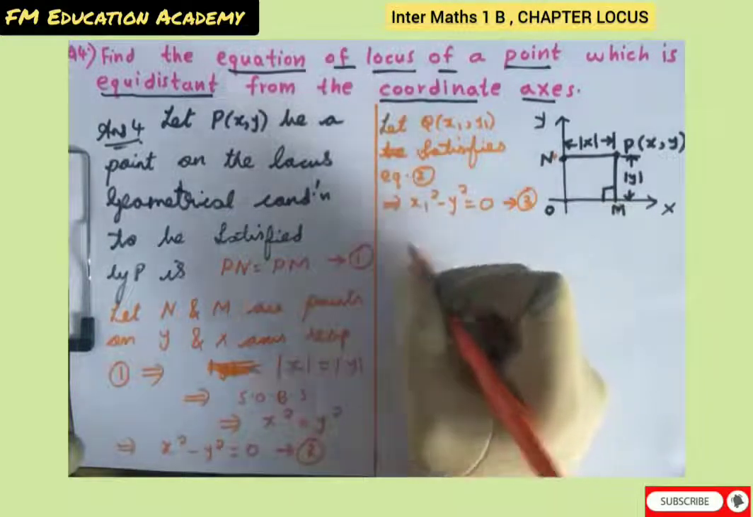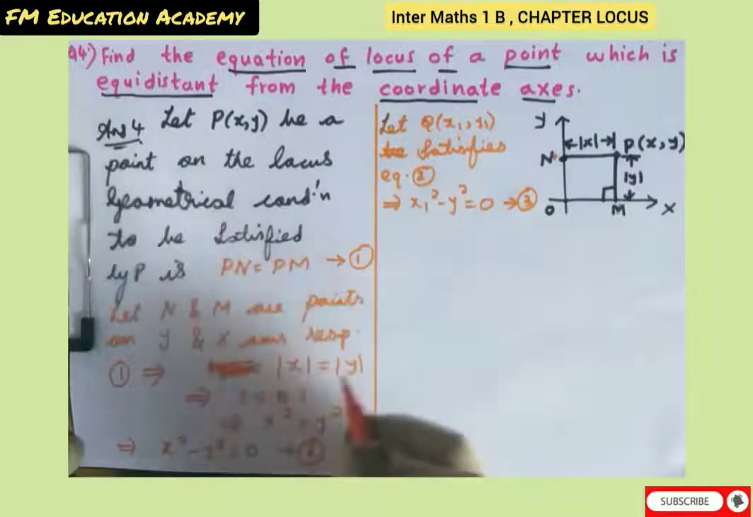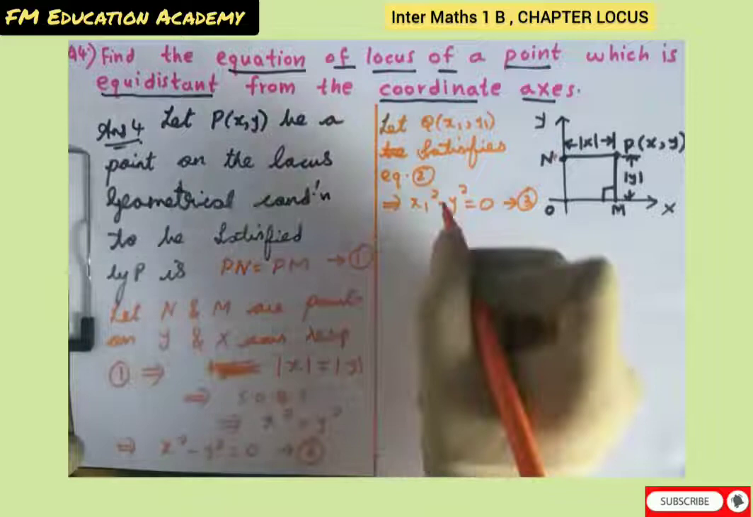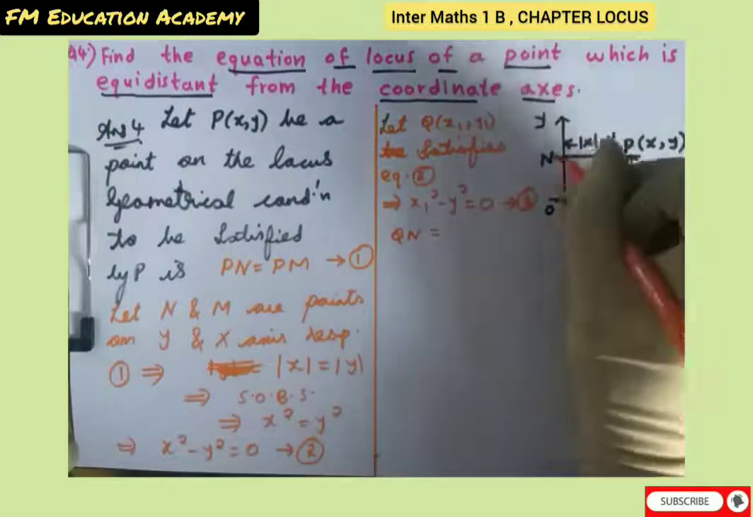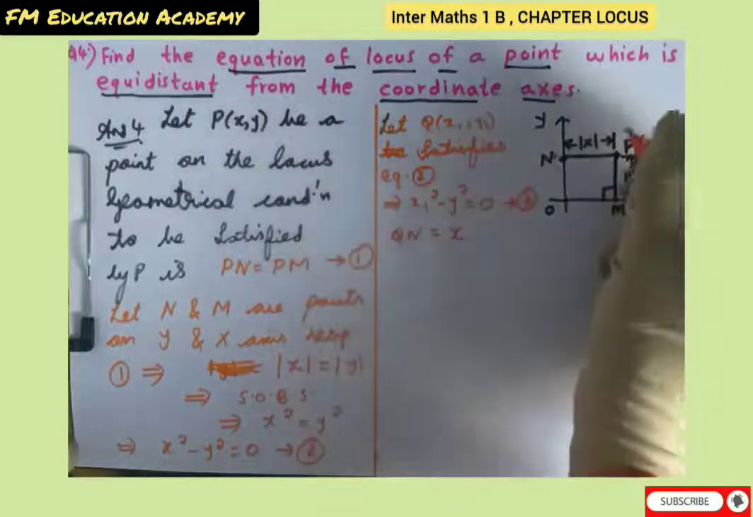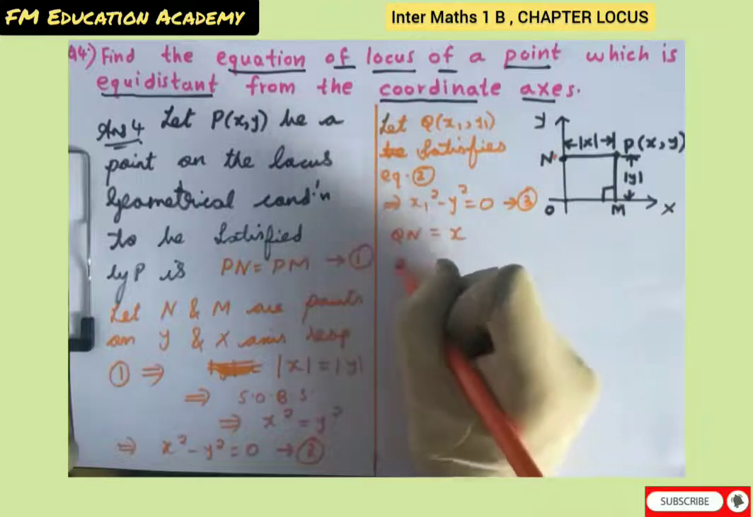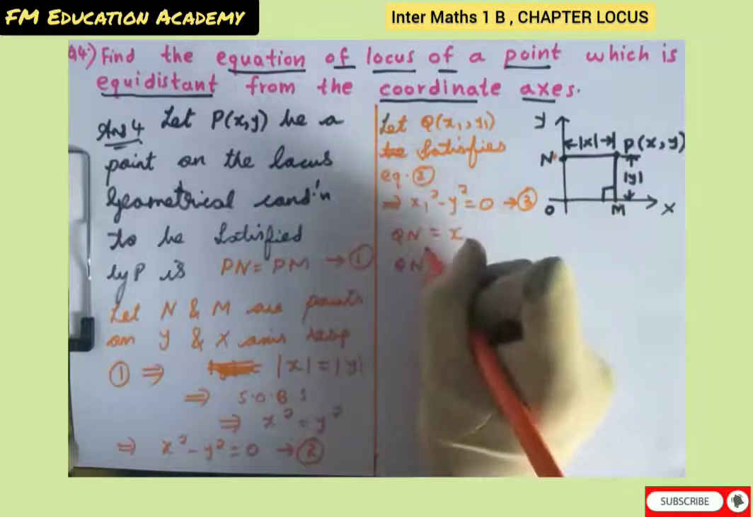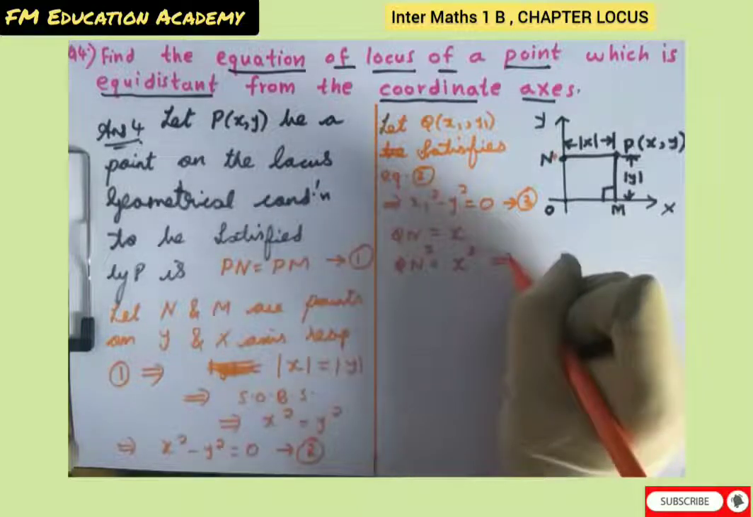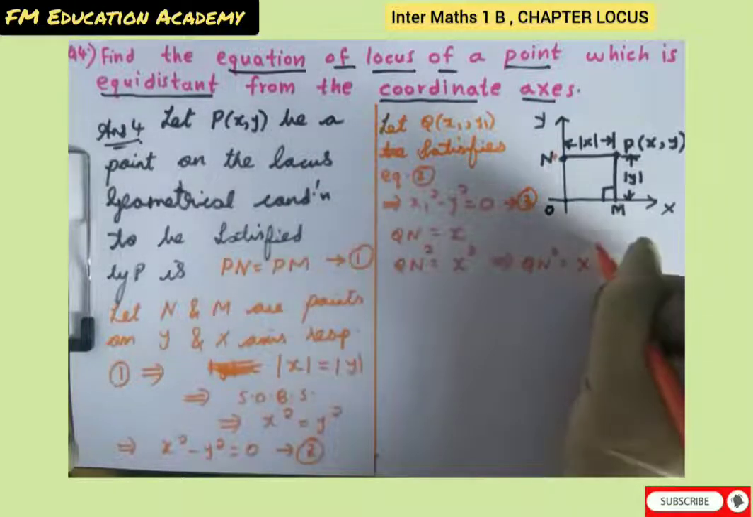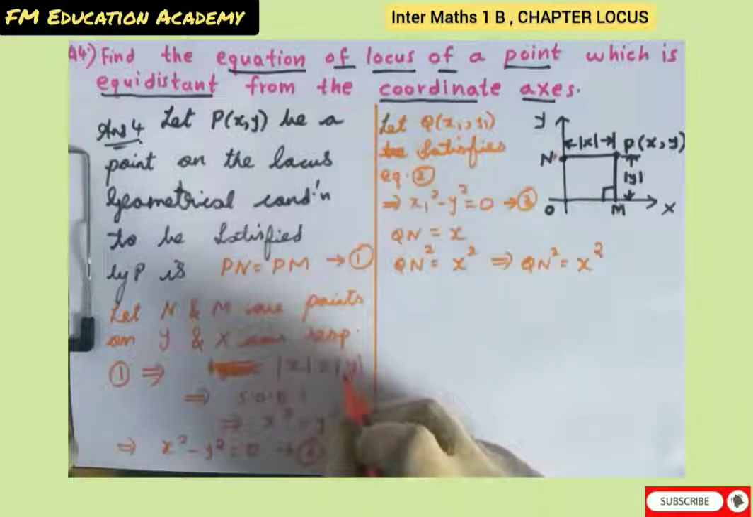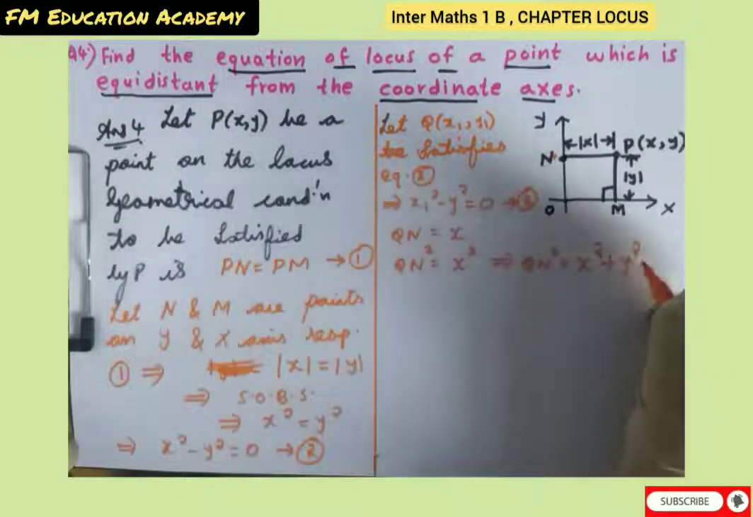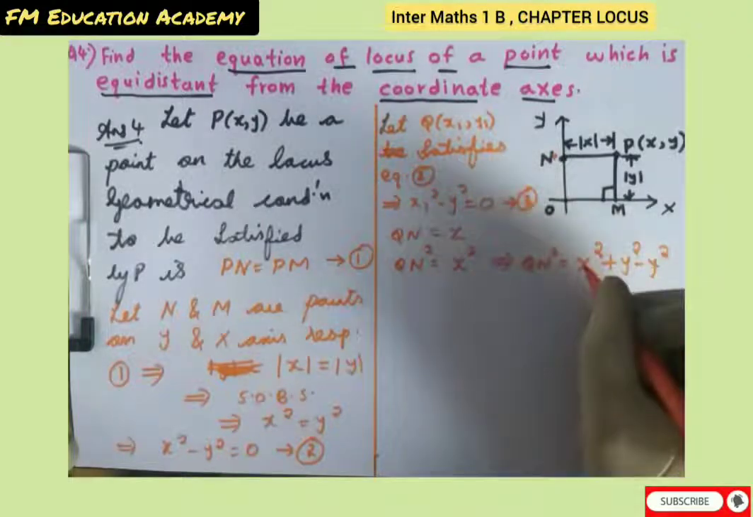Now we will come to verification. What is the verification? PN is equal to PM, that is mod x is equal to mod y. So first we will consider QN, since the point here is Q. QN is x. Now how to make this QN equal to QM? If we square on both sides, QN square is equal to x square. Now if you observe, we have y. So we can add and subtract y square, because plus y square and minus y square is 0, so we will be left with x square only.